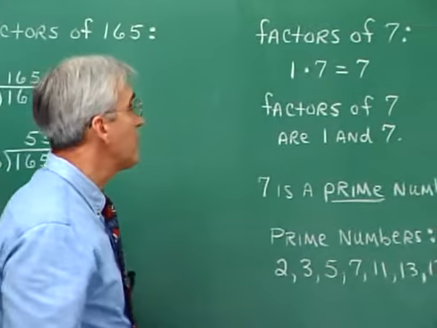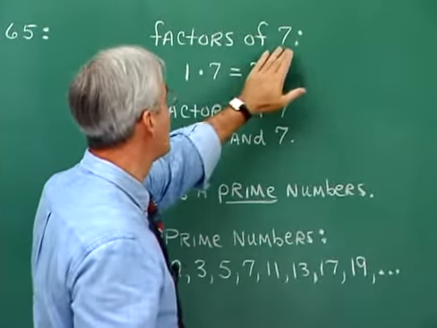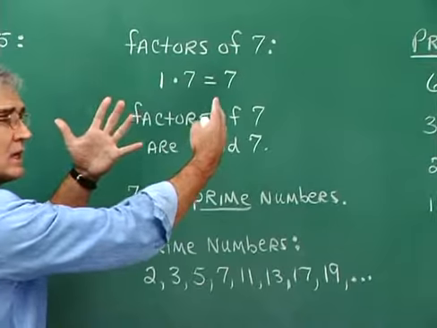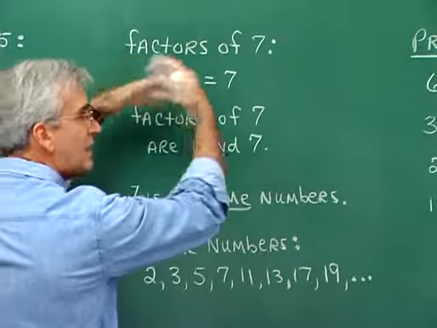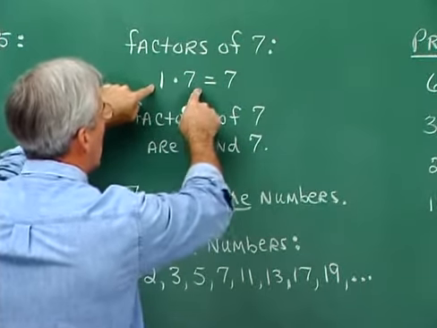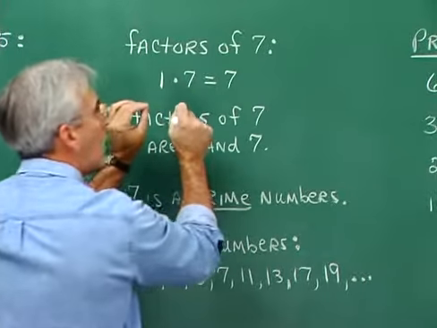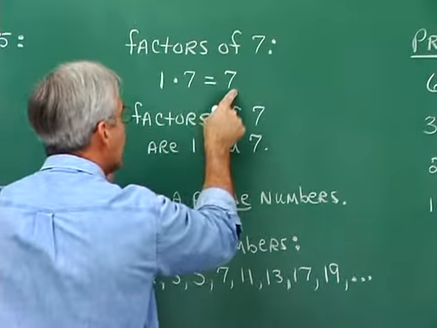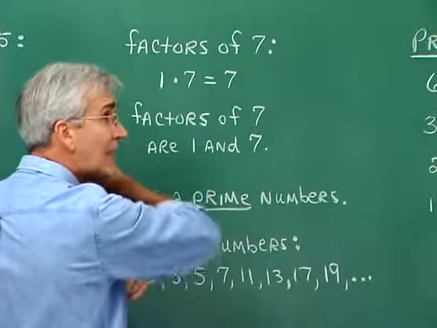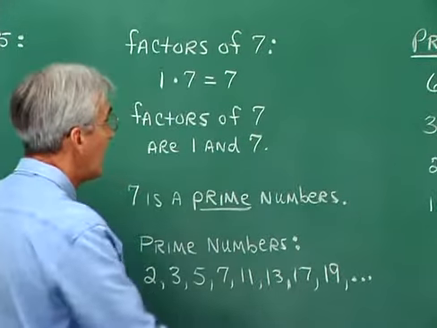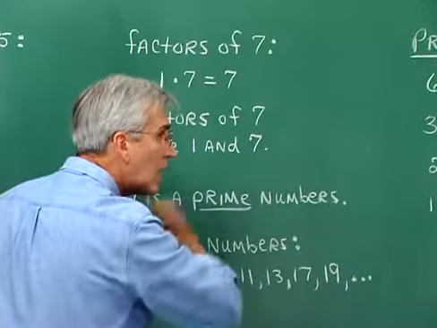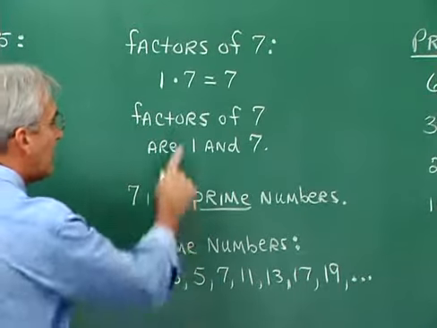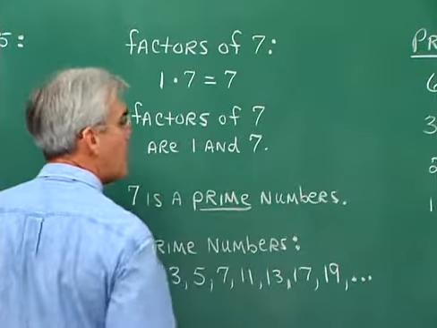Some numbers have very few factors. The factors of 7: we can think of 7 as 1 times 7. If we are looking for whole numbers that multiply to give 7, it's just 1 times 7. That's the only way we can cook this rascal up to get 7. There's no other combination that will give 7. So the factors of 7 are just 1 and 7.